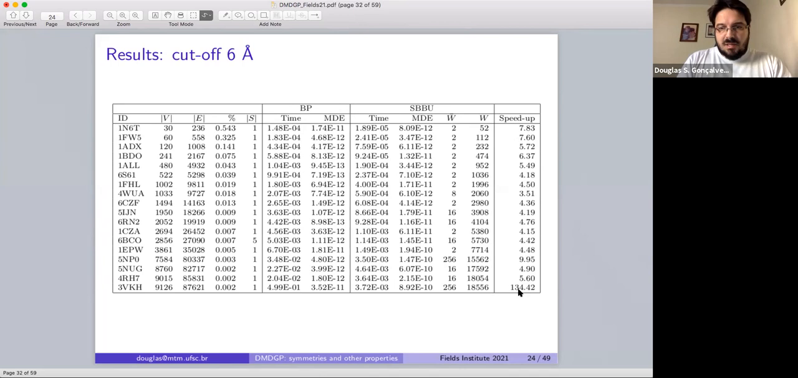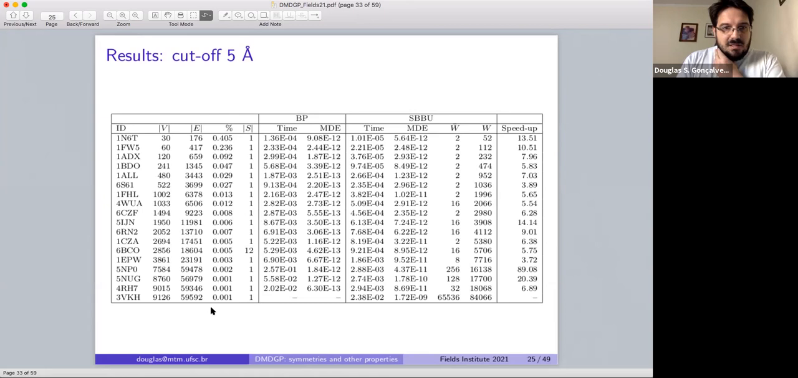And the situation is also similar for sparser graphs. In this particular case, we have one instance for which the branch and prune could not find a solution in less than 300 seconds, which is this last one, and for which we could find a solution. And here are the speedups, the ratio between the time of SPBU and BP.